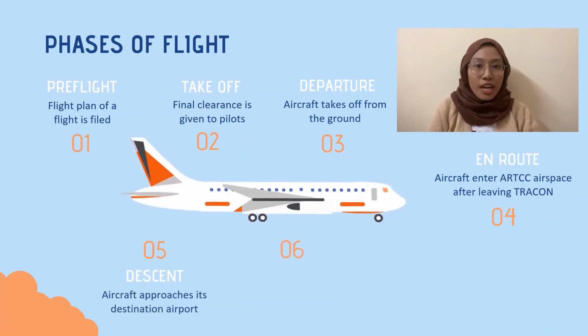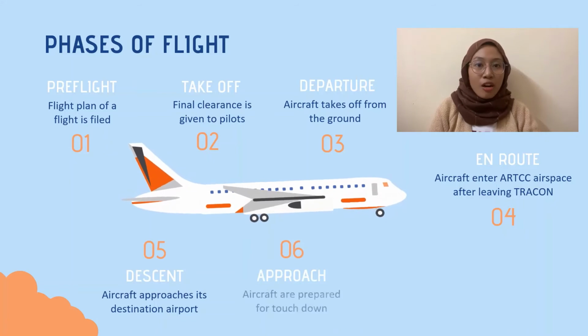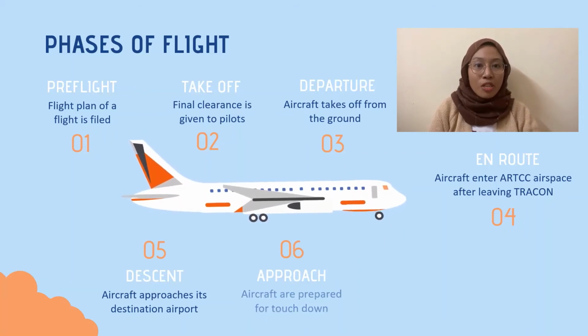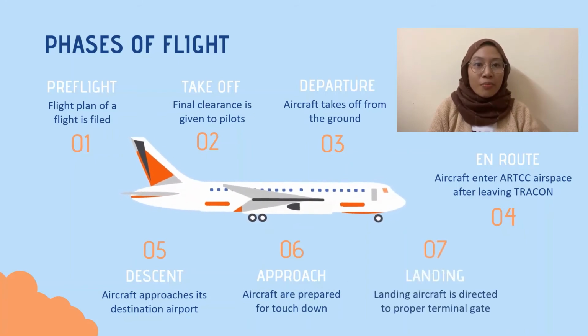During approach, aircraft are prepared for touchdown along the standard approach corridors. When the plane is 10 miles from the runway, the plane will be handed off to the local controller in the airport tower. Upon landing, the plane will be directed by the local controller to an exit taxiway before passing on the responsibilities to the controllers in charge on the ground.